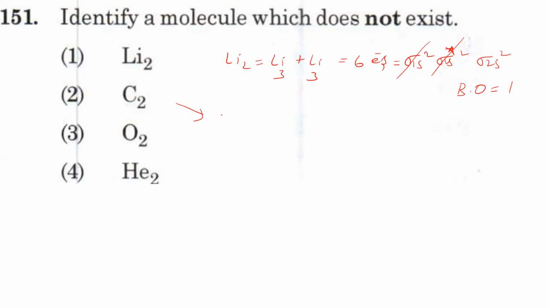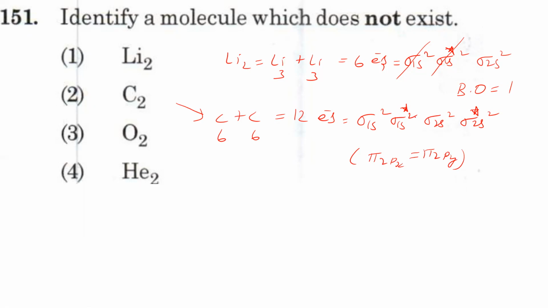Now we will take C2. C2 contains 2 carbon atoms, 6 electrons plus 6 electrons is equal to 12 electrons. 12 electrons means sigma 1s2, sigma star 1s2, then sigma 2s2, then sigma star 2s2, then pi 2px equal to pi 2py. Here 8 electrons are over and 4 electrons remain, 2 and 2. Bonding is cancelled by anti-bonding, and these are responsible for 1 pi bond each. Therefore between carbons 2 pi bonds are present. Then O2: you know that O2 has a double bond.